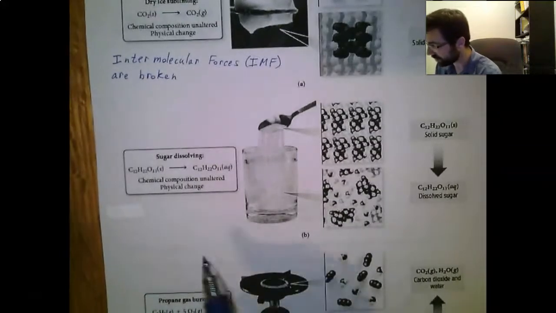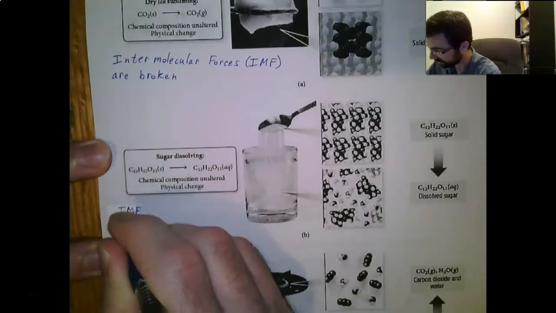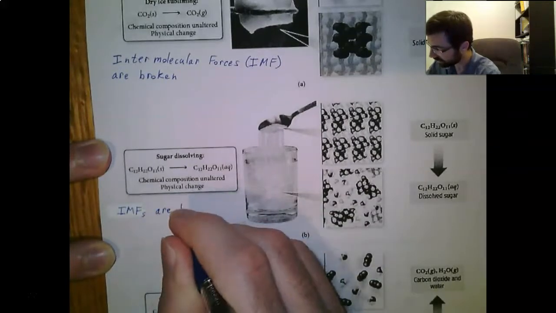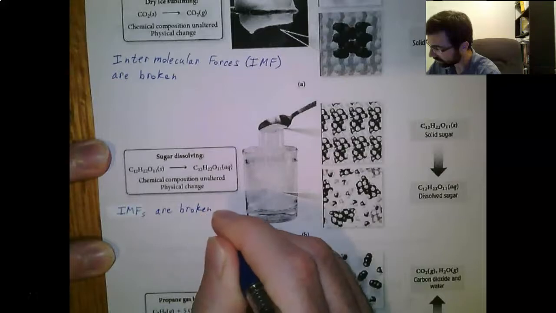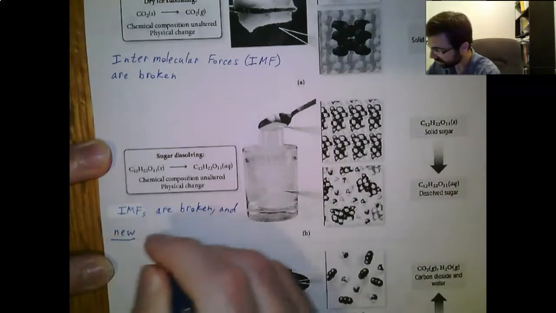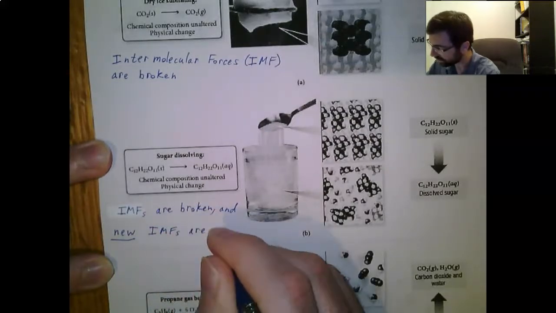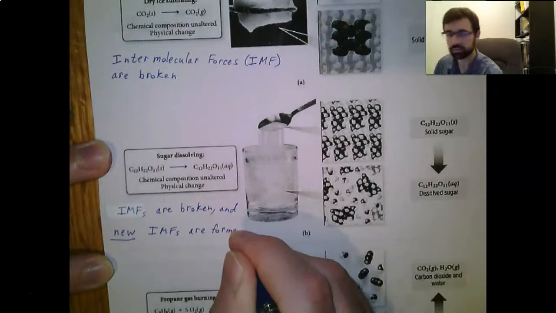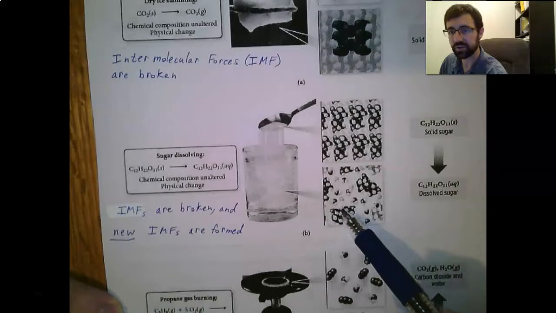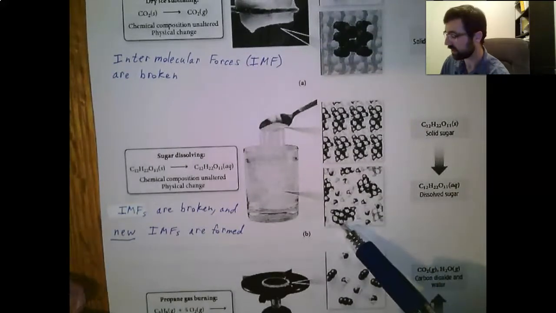So what happens here is intermolecular forces, or IMFs, are broken, and new IMFs are formed. So we have some attraction between the water molecules and the sugar molecules. That's a new intermolecular force. This actually does involve some hydrogen bonding.